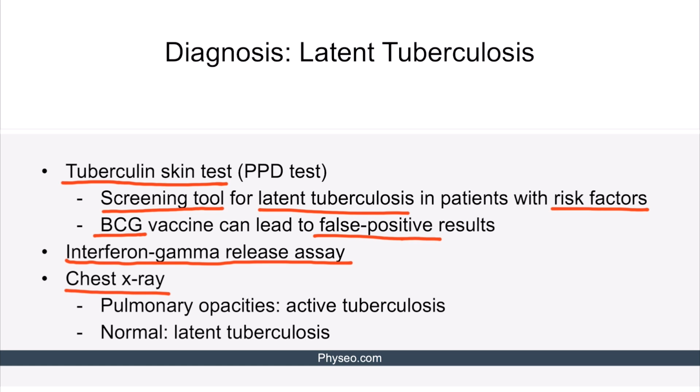If either the tuberculin skin test or the interferon gamma release assay are positive, it means that the patient is harboring a tuberculosis infection. At this point, a chest X-ray helps distinguish whether the patient has active TB or latent TB. If the chest X-ray shows pulmonary opacities, the patient has active TB. If the chest X-ray appears normal, on the other hand, the patient has latent TB.